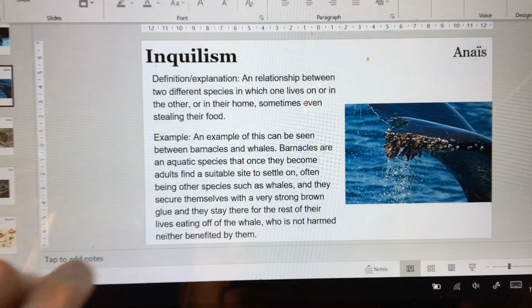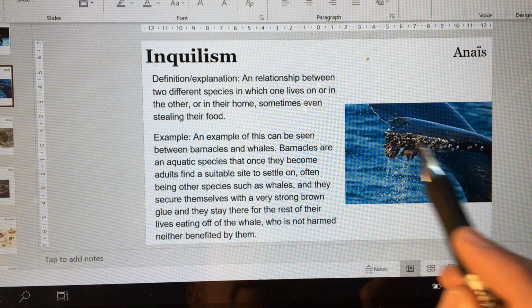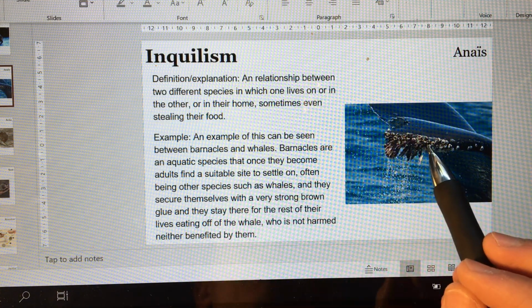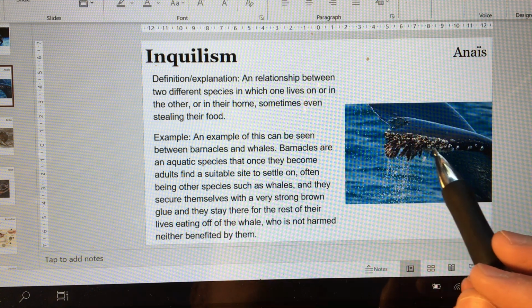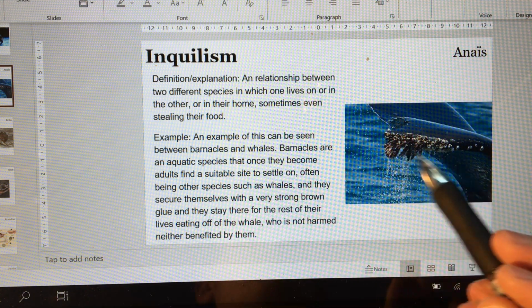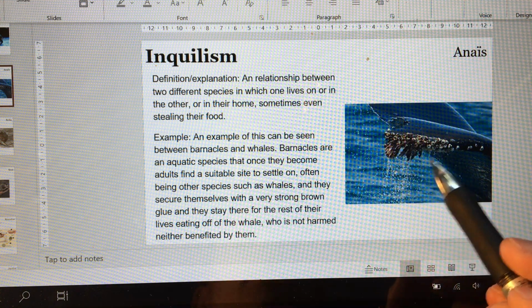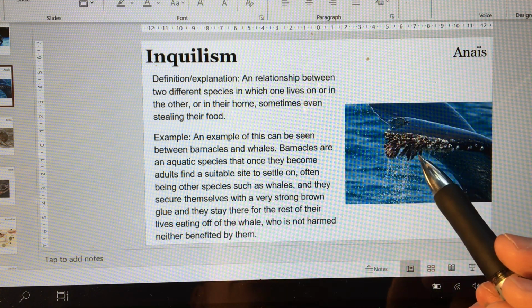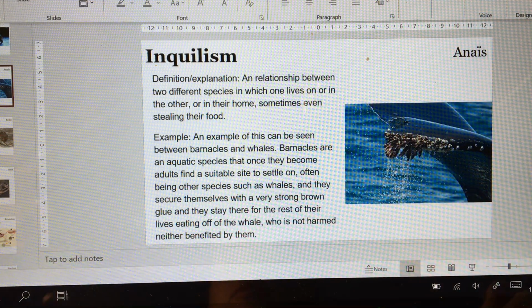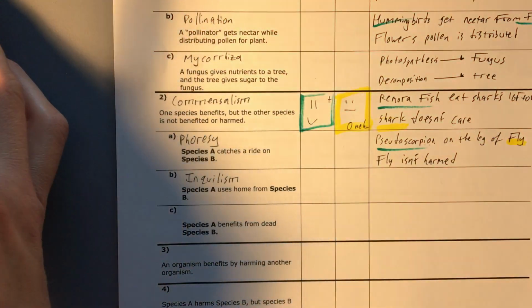Okay. Here's an example. Barnacles can live on whales. And they live there for the rest of their life, so it's not just temporary. And the whale doesn't really care. It's not harmed or benefited by them being on it. But the barnacles are benefited because they're able to come in contact with a lot more food, and they're able to distribute themselves. So that would be inquilism.